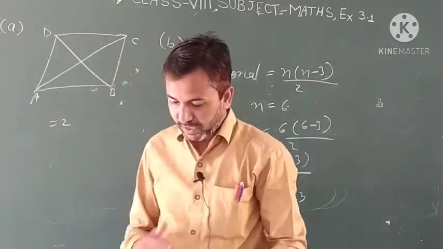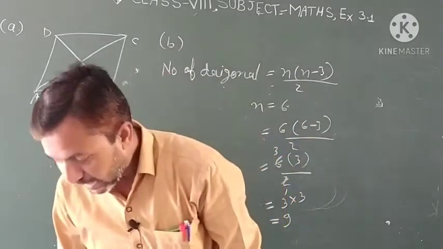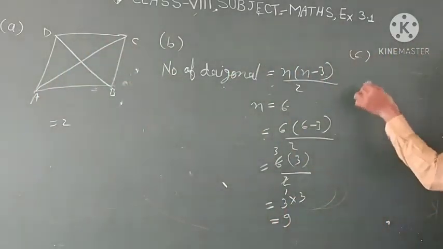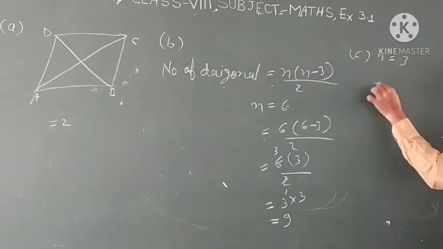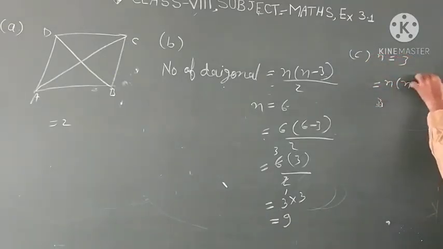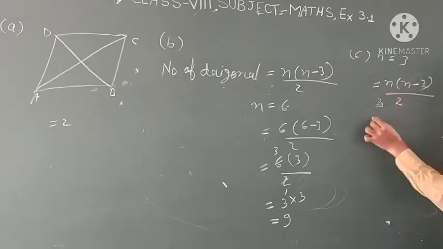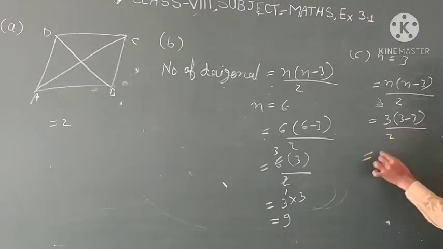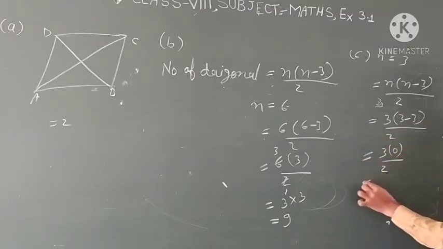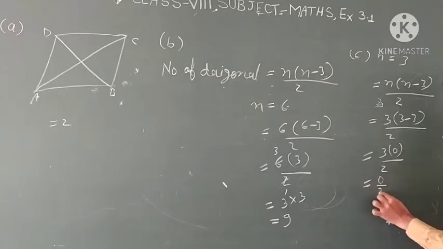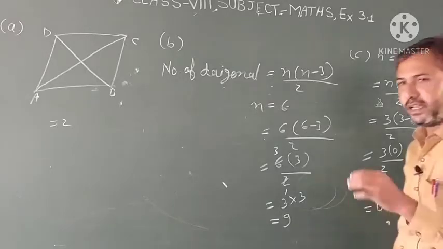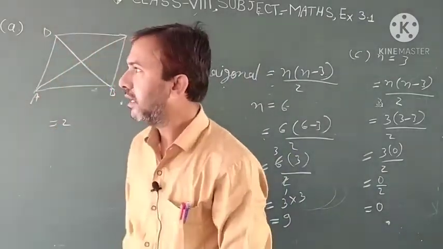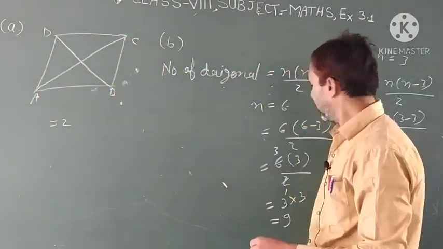And similarly, you can find out the diagonals in a triangle. For the triangle, n is equal to 3. The formula is n(n minus 3) upon 2. So 3 times (3 minus 3) upon 2. 3 minus 3 is 0, so 3 multiplied by 0, and 0 upon 2 is 0. It means in a triangle we cannot draw any diagonal. So there are 0 diagonals in a triangle.